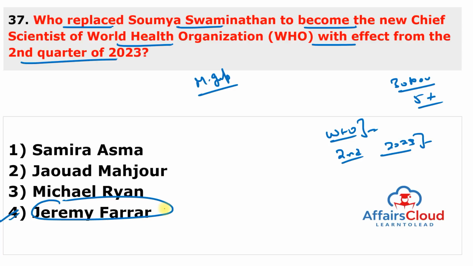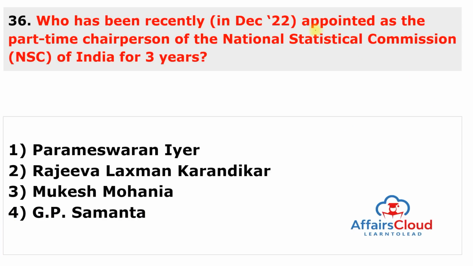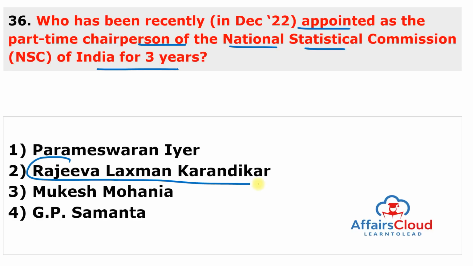But the most important is Jeremy Farrar. Moving to next question. Who has been recently appointed as the part-time chairperson of the National Statistical Commission of India for the time period of 3 years, part-time, and this personality is Rajiva Lakshman Karandikar. Answer of this question is 2nd.